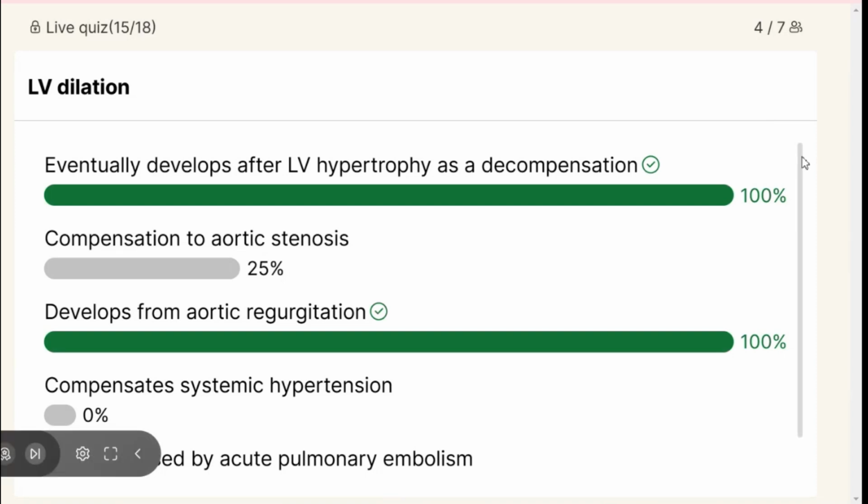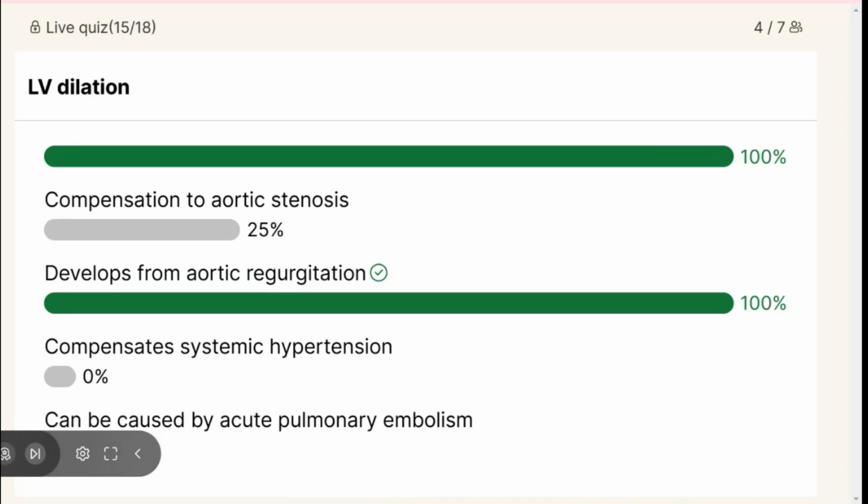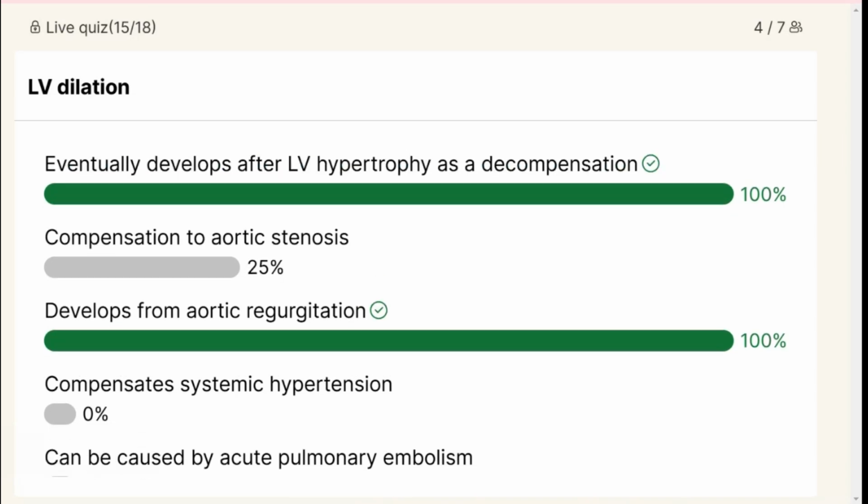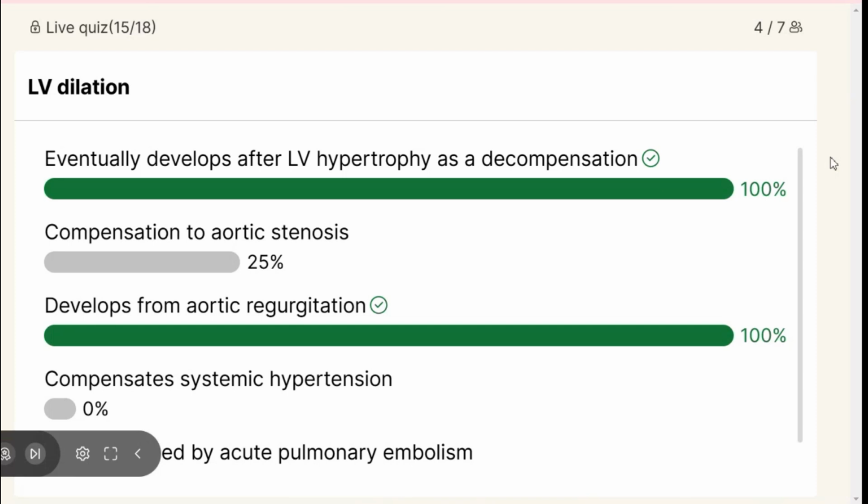Well, okay. It doesn't look like this needs much explaining because everyone has got the correct answers. Yes, it does develop as a decompensation. It's there in the question about the heart failure decompensatory mechanisms. It doesn't compensate aortic stenosis immediately because the compensation for aortic stenosis is LV hypertrophy, because in aortic stenosis, you're going to have a pressure overload, not a volume overload. And the volume overload is what's compensated by LV dilation.